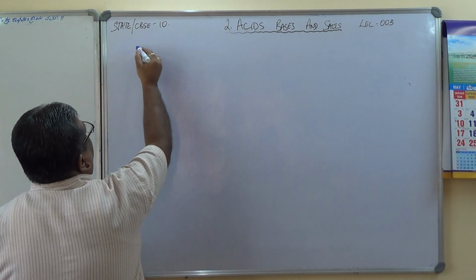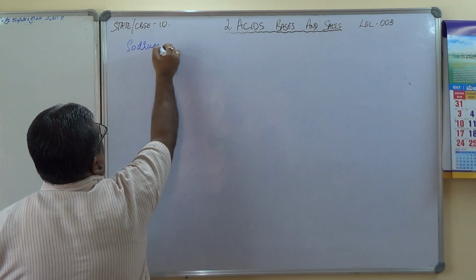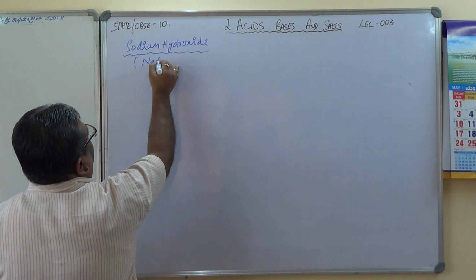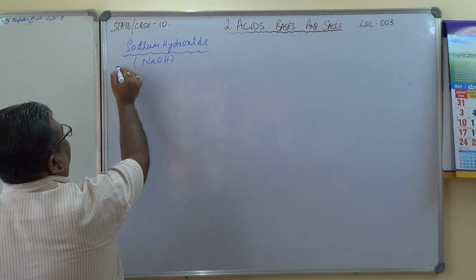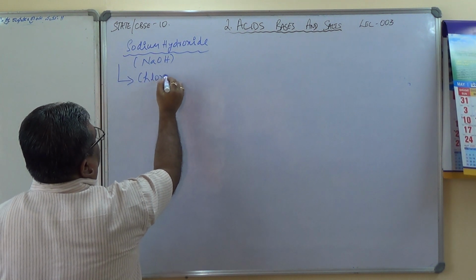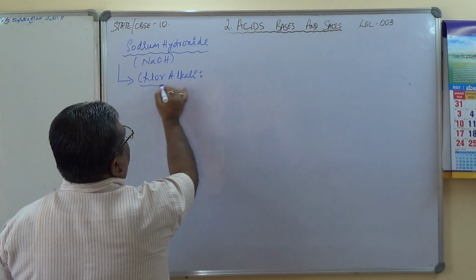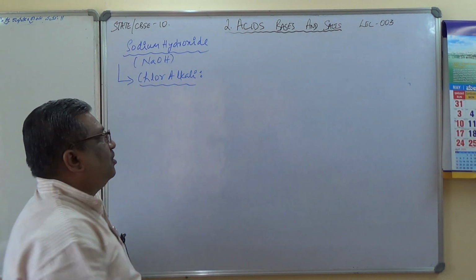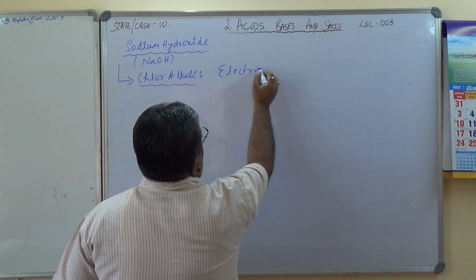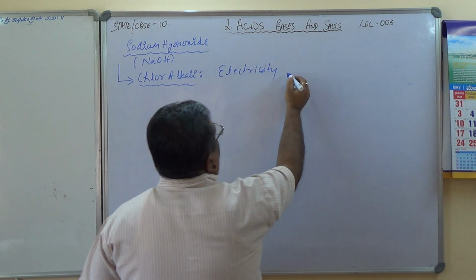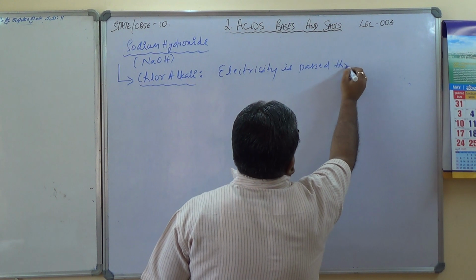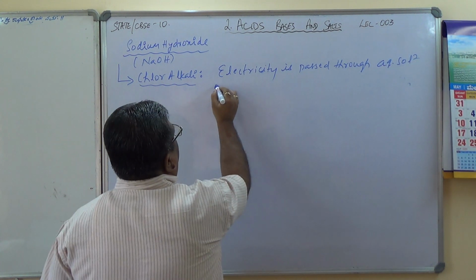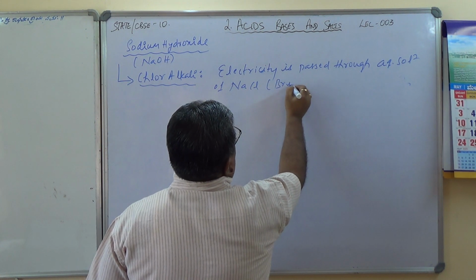Let us study now how to obtain sodium hydroxide. Sodium hydroxide, what is the formula? NaOH. This is obtained by means of the chlor-alkali process. What is this process? It is a process in which electric current is passed through an aqueous solution of sodium chloride, which is also called a brine solution.